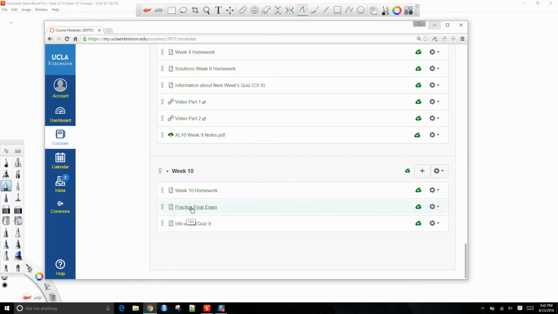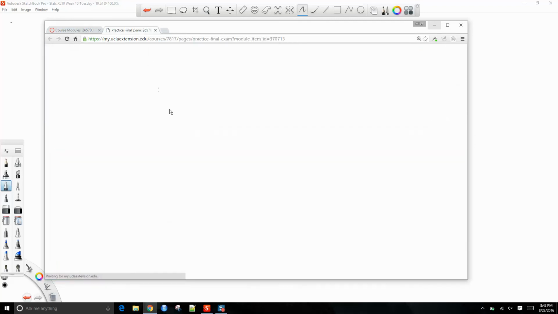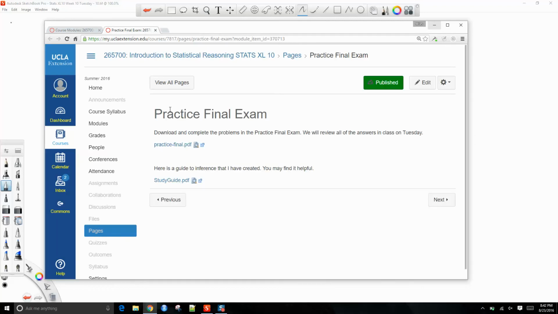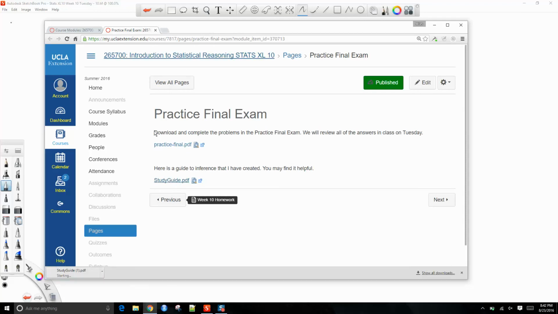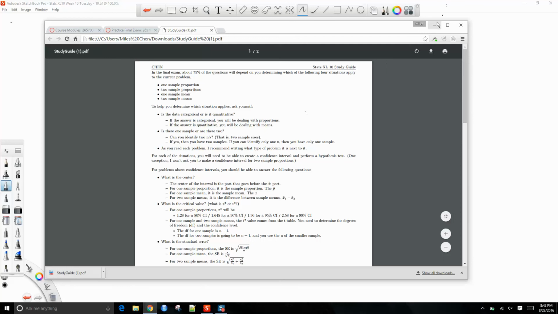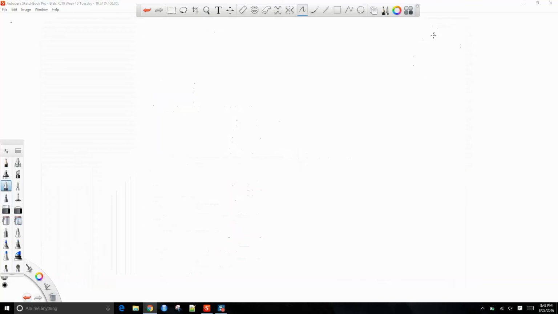Practice final exam. Oh, okay, I have to update this. I have a study guide and I have a formula sheet. It says study guide, but it's really a guide to inference, which is the correct description here. And then there's a formula sheet, but I've got to upload that.